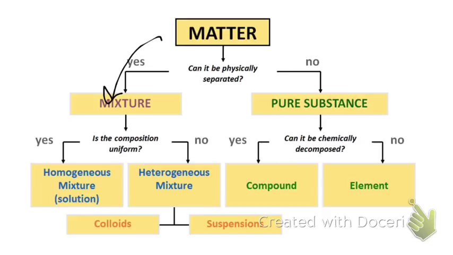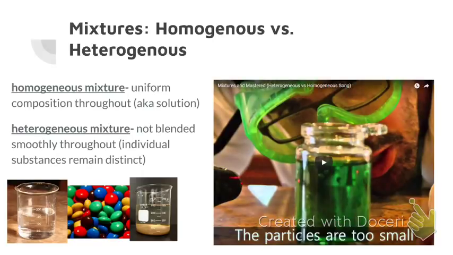And then mixtures, there's two types. There's homogeneous and heterogeneous. And then within heterogeneous, you can have colloids or suspensions. All right, so mixtures, homogeneous versus heterogeneous. So homogeneous, the prefix homo is the same, right? So this is a mixture that looks the same throughout. So it's uniform throughout.